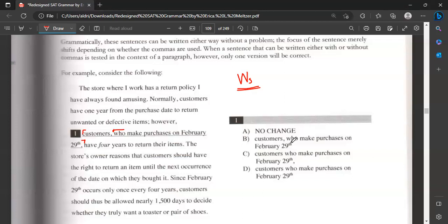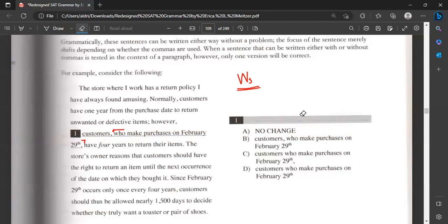Also, the same reason why B is wrong is the same reason why C is wrong. Everything from however, like you said, the word customers here would just be non-essential. So we have however, customers is non-essential, and then who make purchases, and then the rest of the sentence doesn't even make sense. So B is wrong, thanks Jerome, because customers would be a non-essential clause, and this sentence wouldn't make sense without the word customers if you read it.